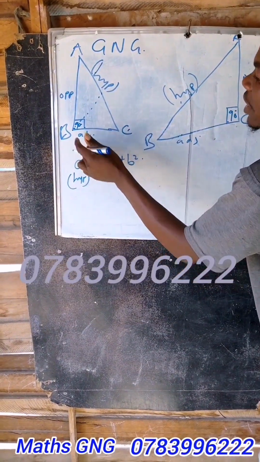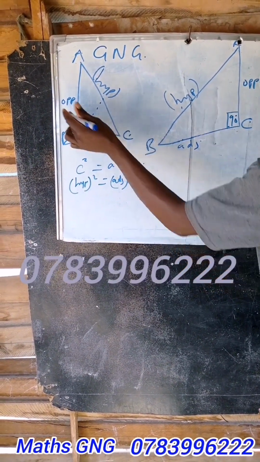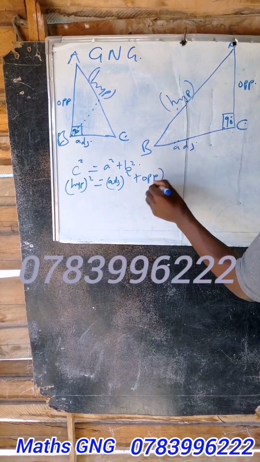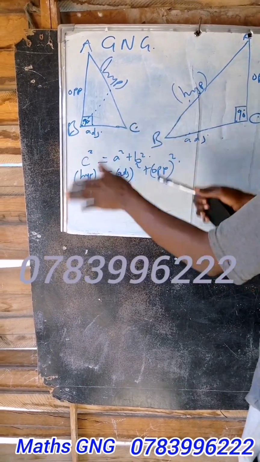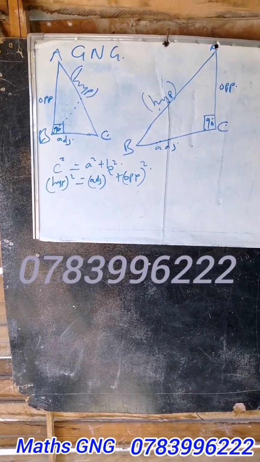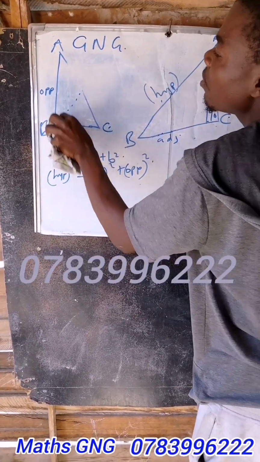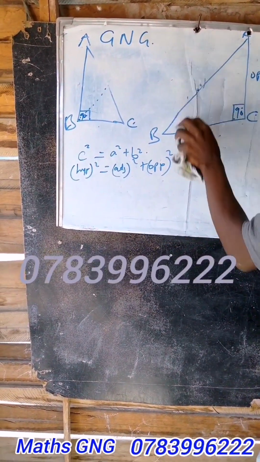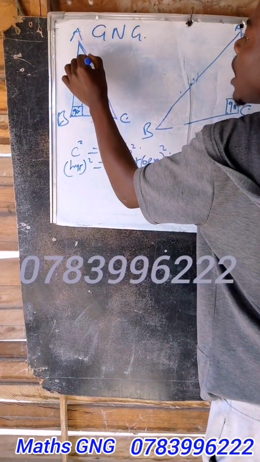So let me take the adjacent side to be a squared. Adjacent squared plus opposite squared. Right. That's the formula. So allow me to rub here. Here is the hypotenuse, here is the adjacent, and here is the opposite. Right?